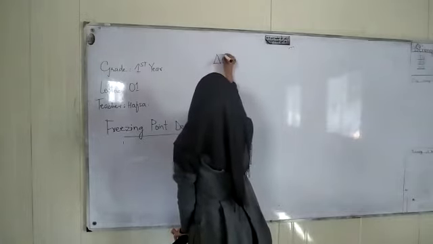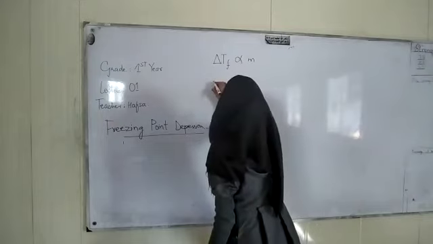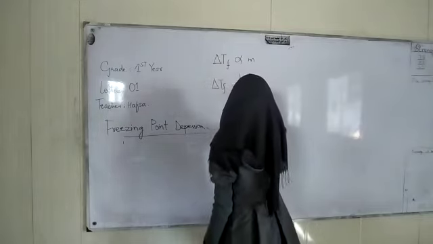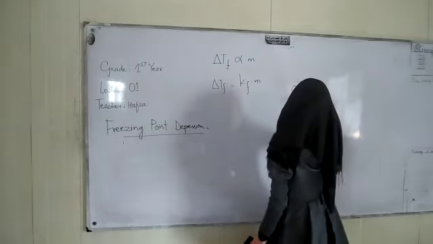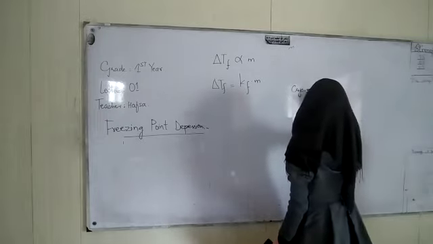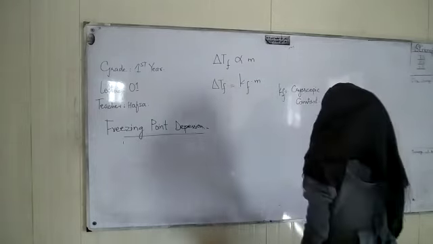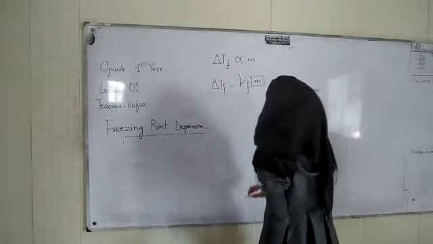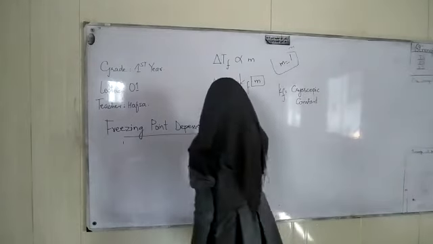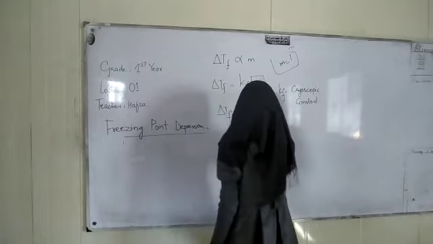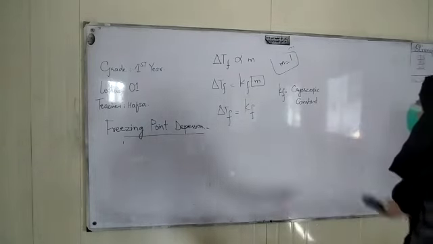Now the change in freezing point temperature is directly proportional to molality. When we convert proportionality to equality, it becomes del Tf equals Kf into m. m is for molality, and Kf is the cryoscopic constant or freezing point depression constant. When the value of molality is unity, that is when molality is equal to 1, del Tf is equal to Kf. They both have the same value when molality is equal to 1. This is the cryoscopic constant.